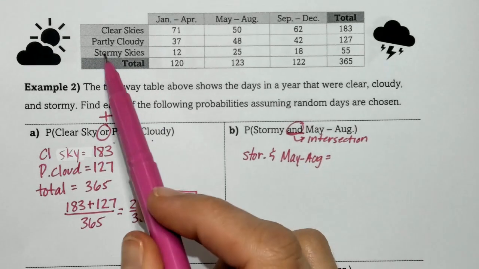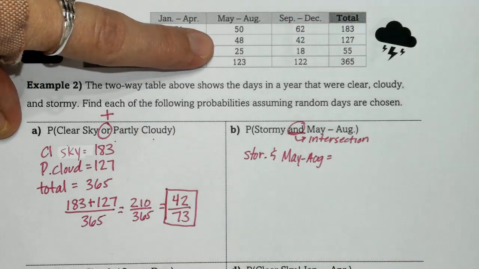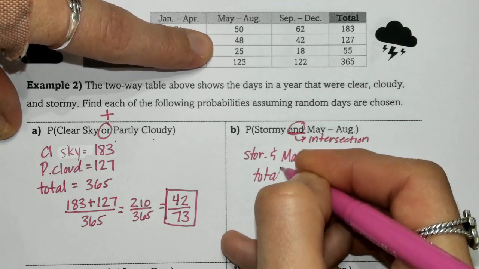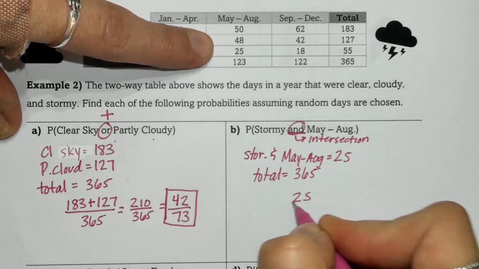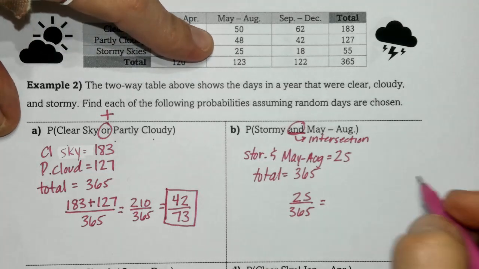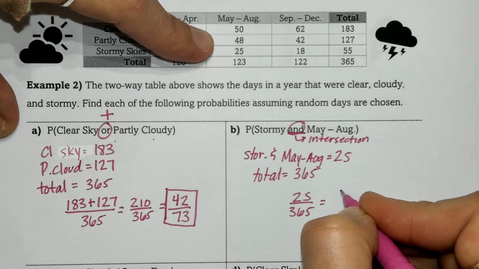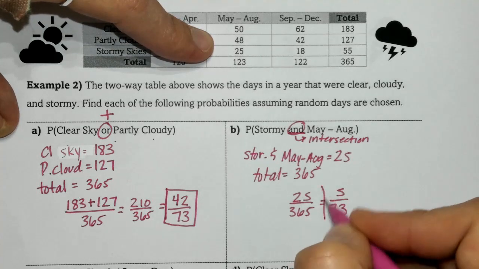So we go up here, where is it stormy? And where is it May through August? Where do they intersect? 25. Out of our total, 365. So we have 25 over 365. This will simplify down to 5 over 73. We're dividing by that 5.